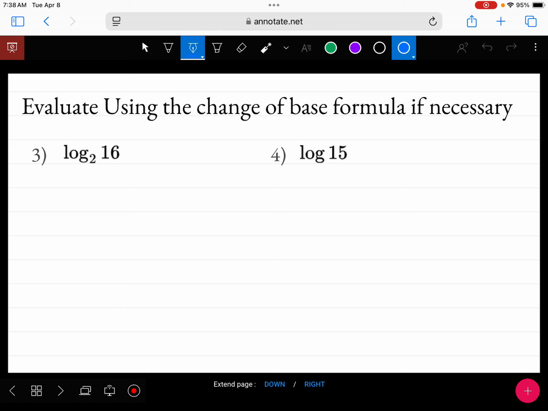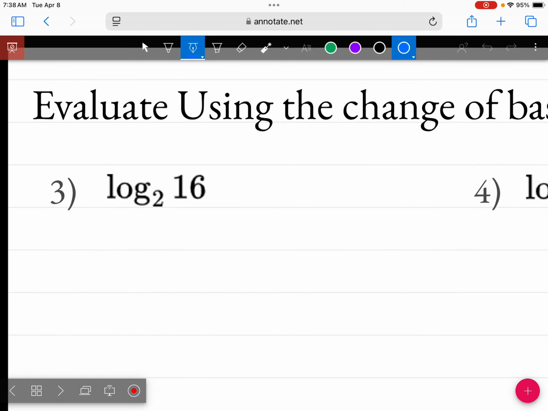So number 3. Again, I want us to check and see if we even need to use change of base here. Our base is 2. We don't know our power; that's what we're trying to find. We want to know when that equals 16. Is that something we know? What will our power be then? 4. So on this one, we don't need to use change of base.